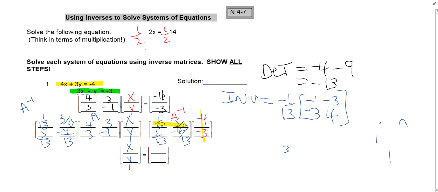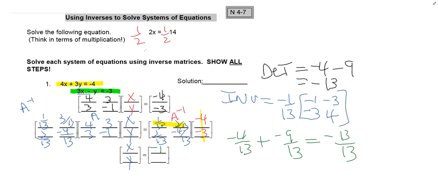And we'll do this in green, I suppose. So we have negative 4/13 plus a negative 9/13. And what does that equal to? We have negative 13 over 13, and that equals a negative 1. So that's our answer to that one.